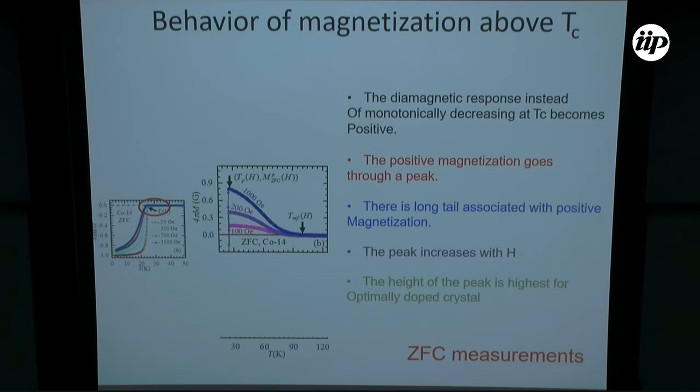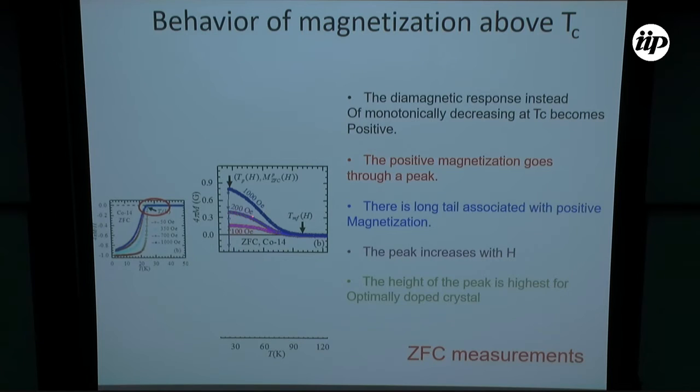This is the optimally doped sample. You measure the magnetization as a function of temperature in low magnetic fields, and you can increase the magnetic field. You will see that there's vortex penetration inside the superconductor, and the diamagnetic shielding response decreases. As you approach the TC of the sample, the diamagnetic response monotonically decreases, and in conventional systems, this should flatten out. However, if you expand this portion of the magnetization as a function of temperature, what you find is that the magnetization crashes, but then it does not become 0.